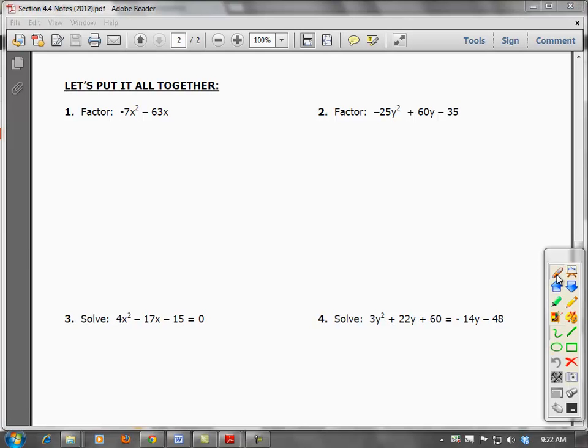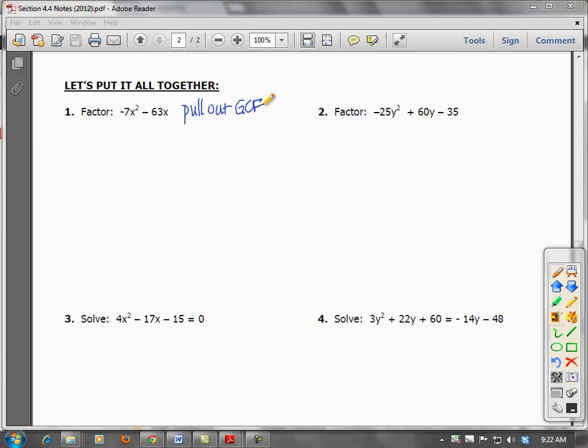All right, we're to the back side now. You'll notice in number 1 we need to factor it. The problem is there's only 2 terms. And because there's only 2 terms, we want to pull out the greatest common factor. Okay, so what do they have in common?